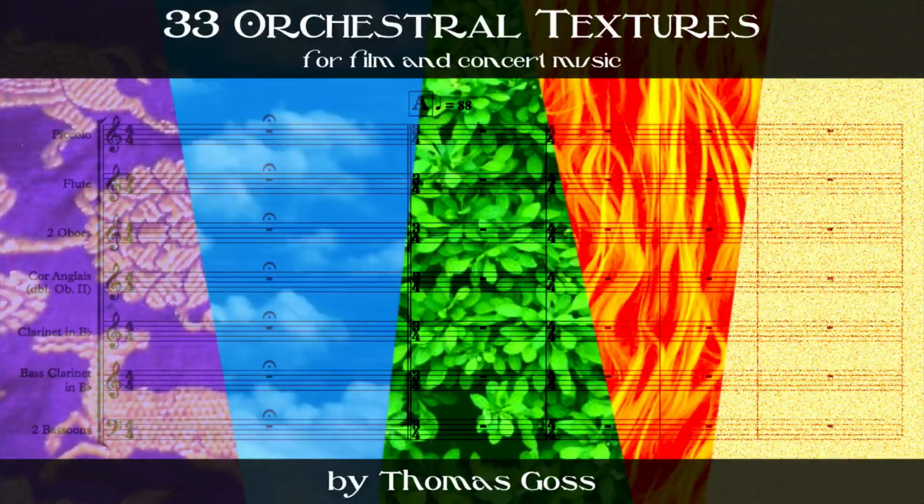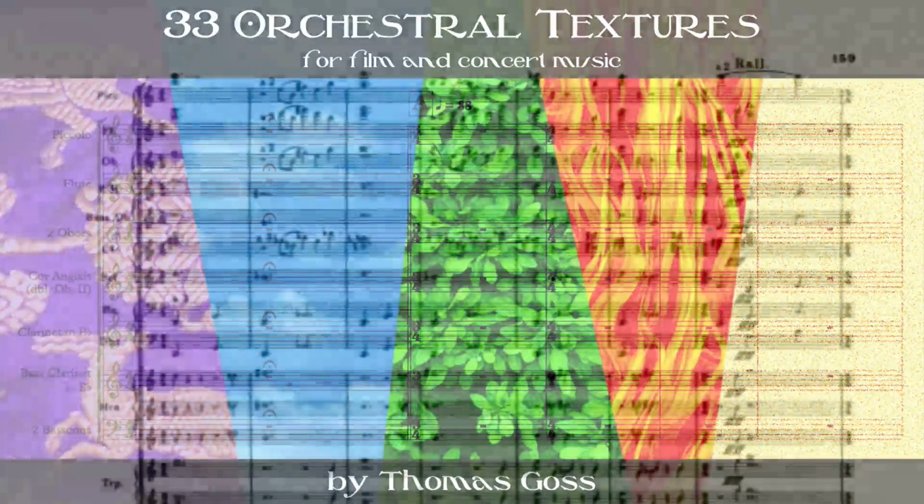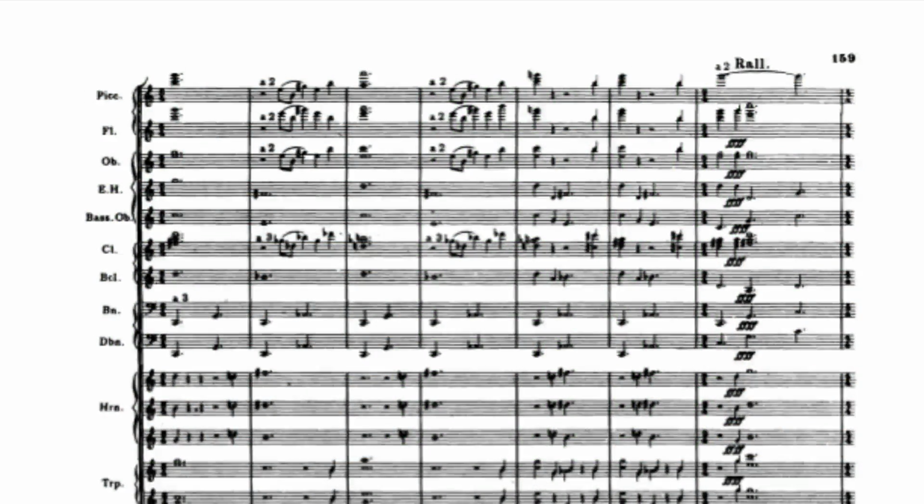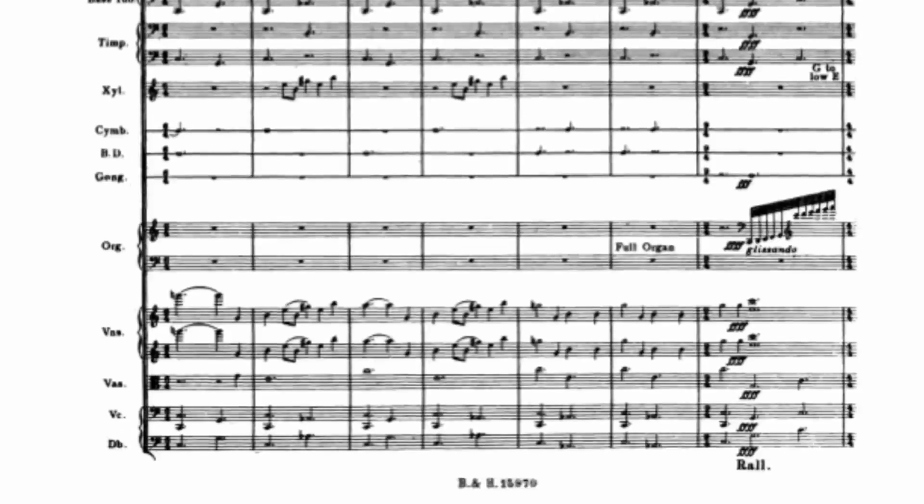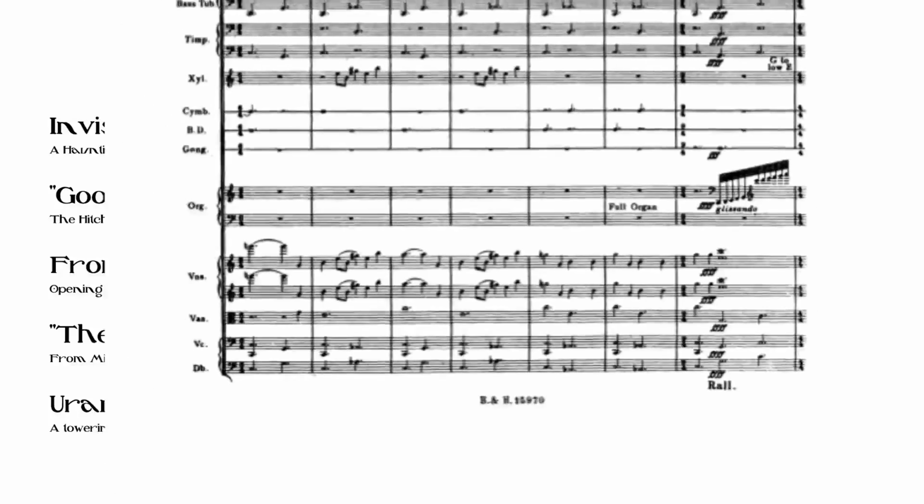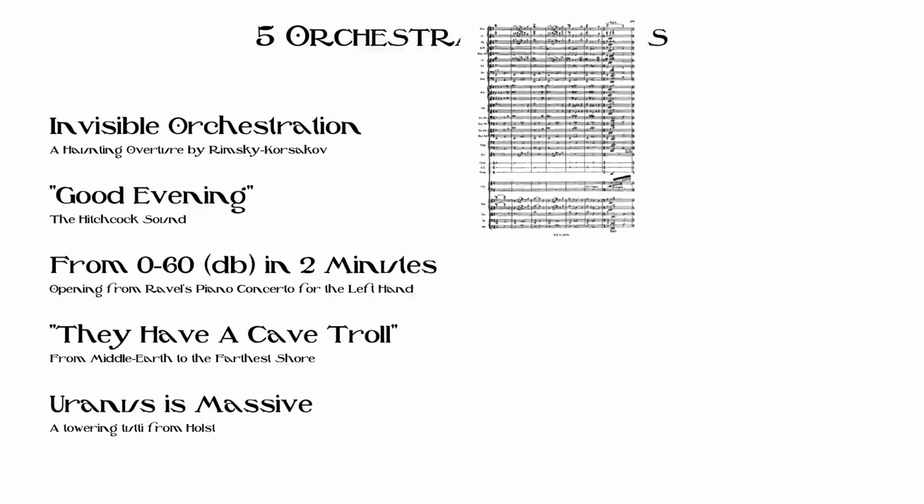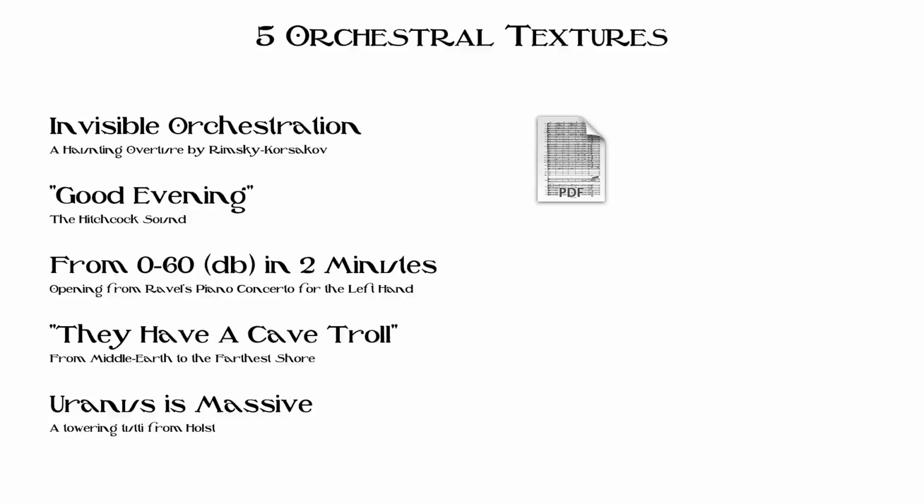I want to open the doors on the process of analyzing this element of orchestration, showing how many well-known scores are constructed, why they work, and how to achieve those effects in your own scoring. That book is going to be pretty large scale, a bit too much to describe right now, so let's just focus on the perk. 5 individual textural approaches widely used in film and concert music.